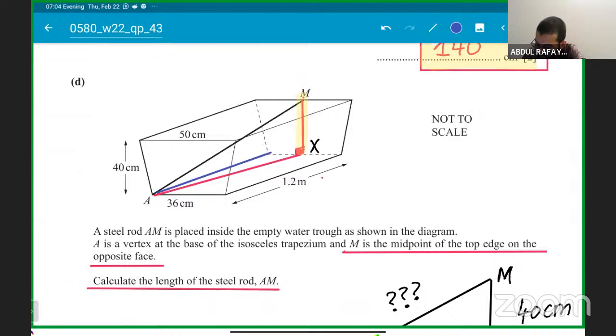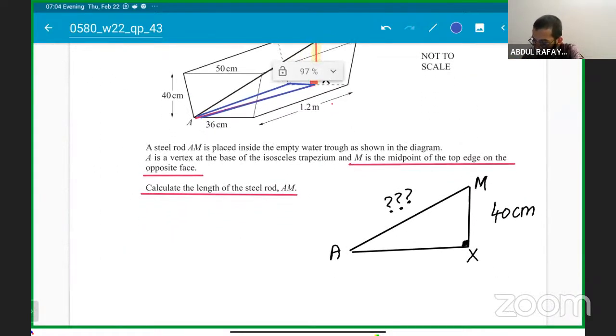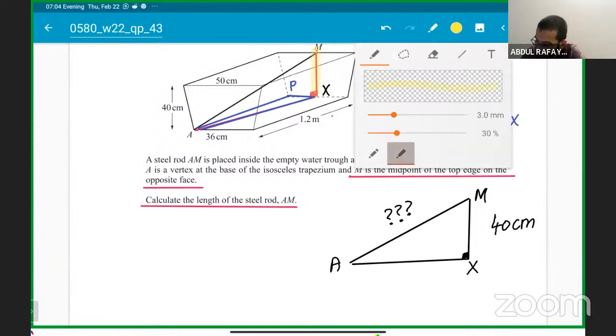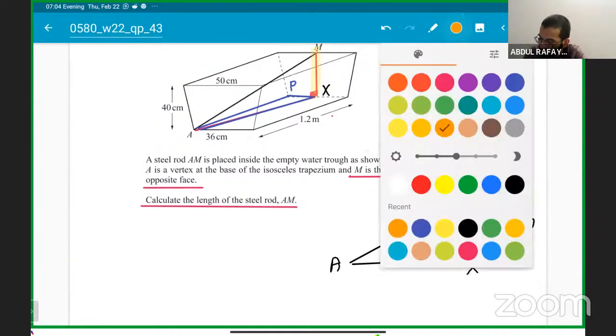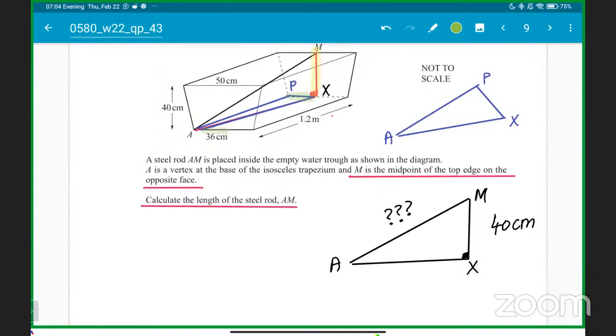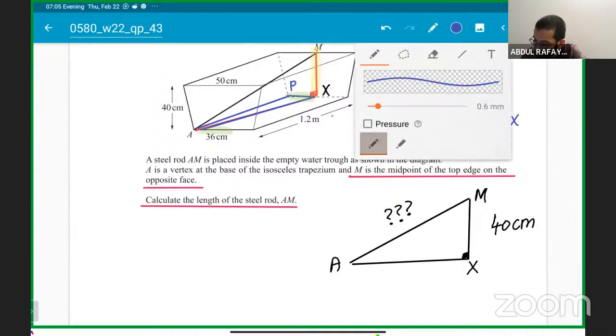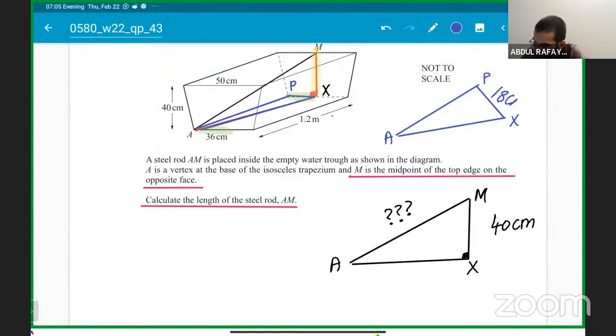AX will be this thing. Another right angle triangle will have to form. So how will you get that AX? Follow carefully. Let's call it P, P, A, X, following the highlighter. This green measurement will be half of 36 because M is the midpoint, so 36 divided by 2 is 18 centimeter.